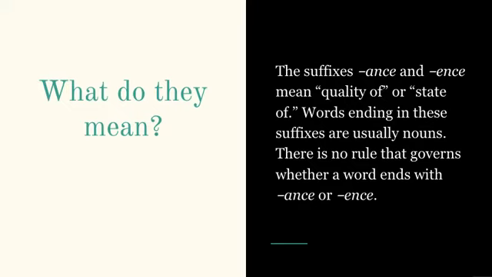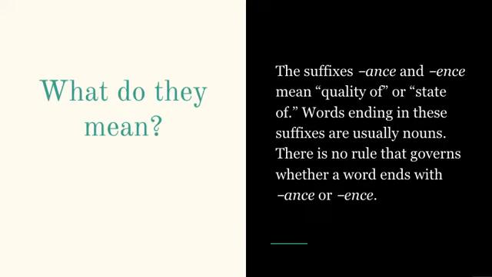Well, both of them mean the exact same thing. That's why it's even more tricky that they have the exact same meaning, which means that you're making a word that has the quality of or the state of. Most of these words that end with ance or ence are usually nouns. That's usually, not always. There's going to be a couple on your list that are not nouns, and you'll be able to tell which ones they are because they are verbs for the most part.